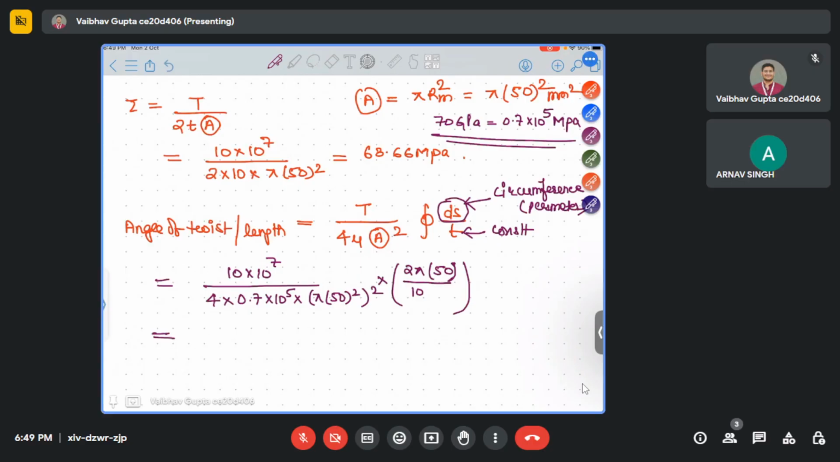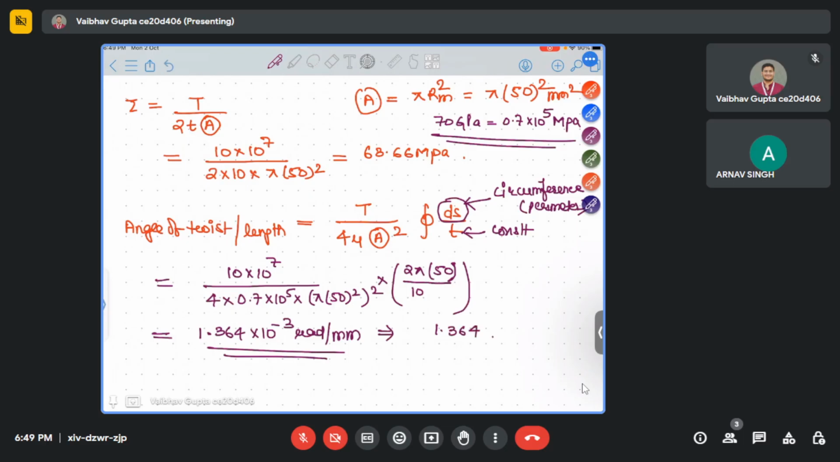So this will give you the answer as 1.364 into 10 to the power minus 3 radian per mm. This is the answer. If they ask you for the answer in radian per meter, you will convert 1.364 accordingly.